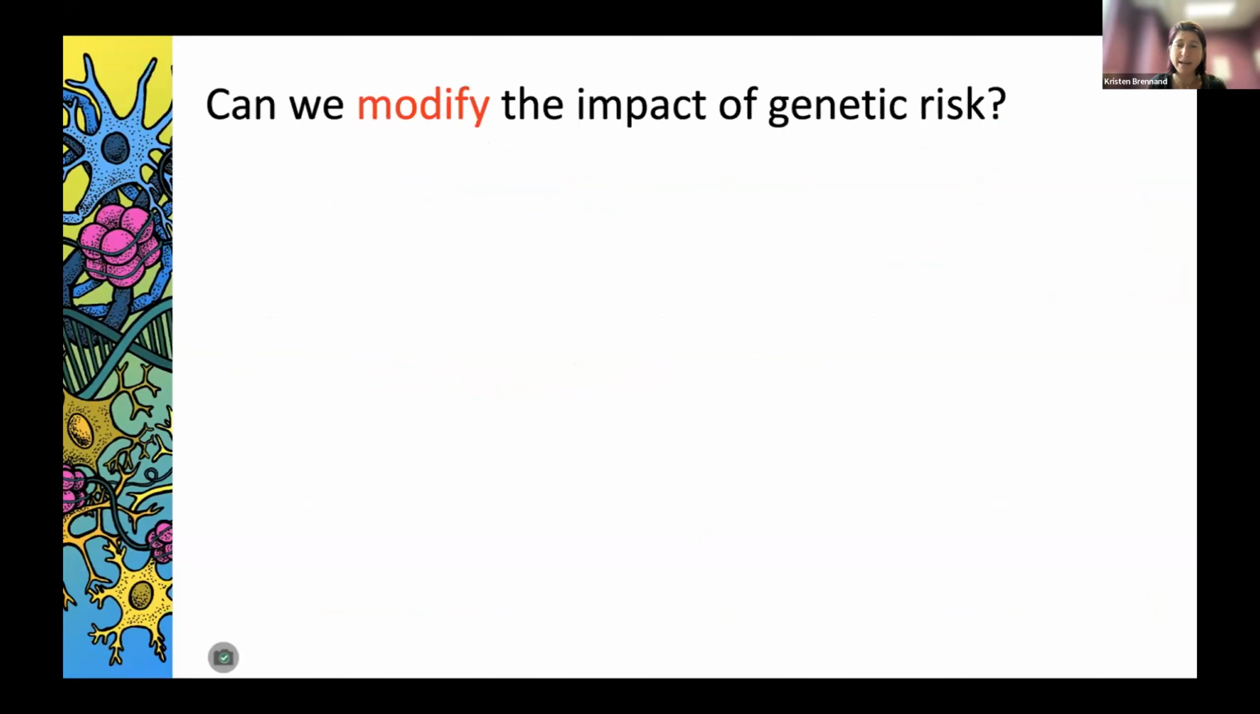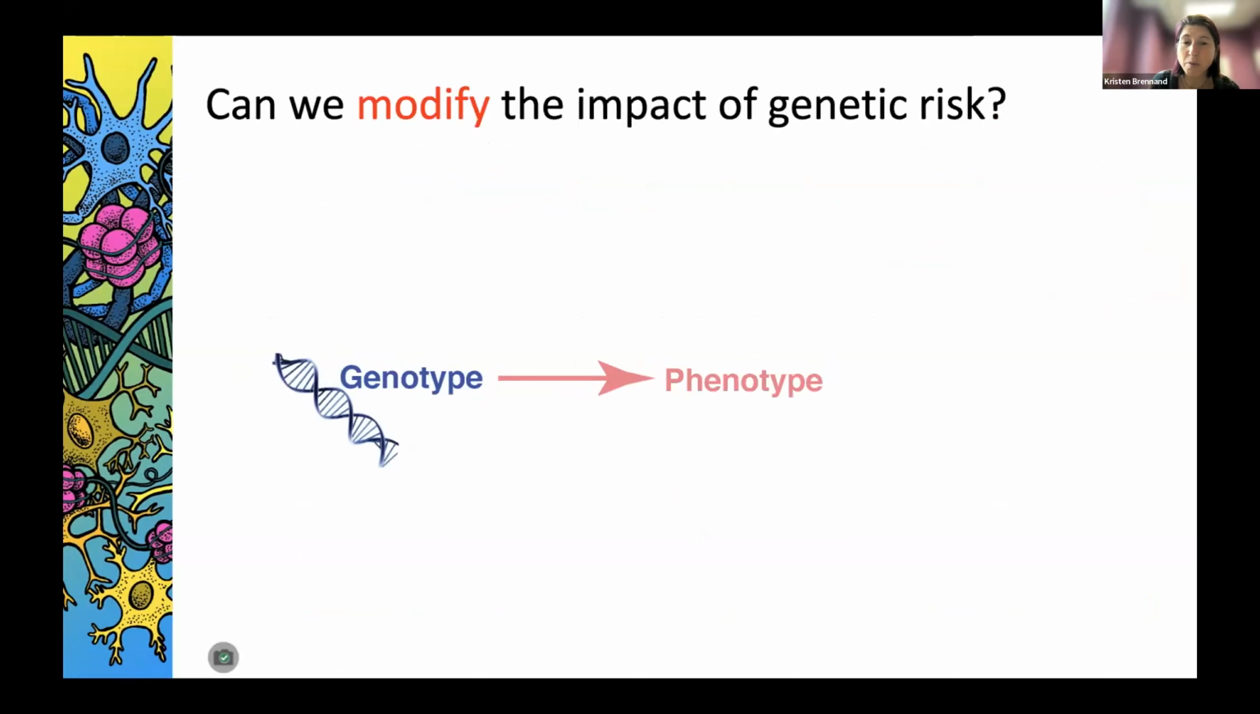And so we've really been asking in the lab, how do we relate genetic variants to their impacts? And this is the classical idea, right? That we have a genotype linked to a disease and we want to understand the phenotype. But the question that I'm actually much more interested in in the lab is, can we modify genotype-phenotype relationships?